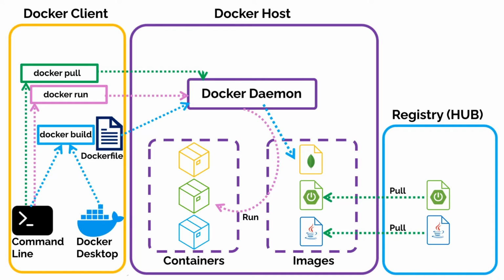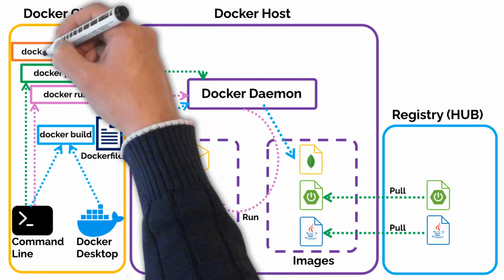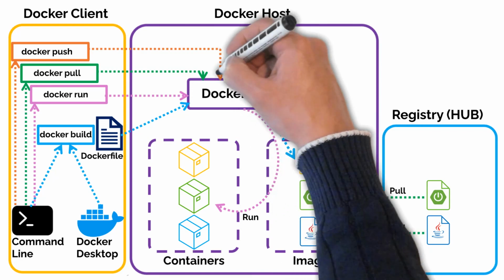If we create or modify an image, we might want to store it in a registry like Docker Hub, so that others or even our own infrastructure can access it. This is done by using the docker push command, which takes an image from the Docker host and uploads it to a Docker registry.